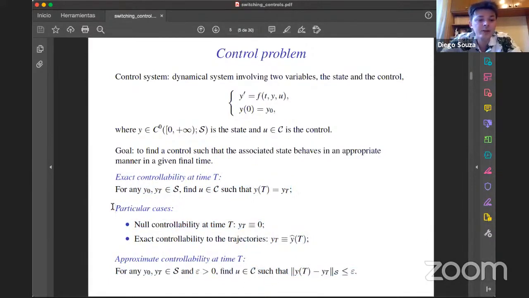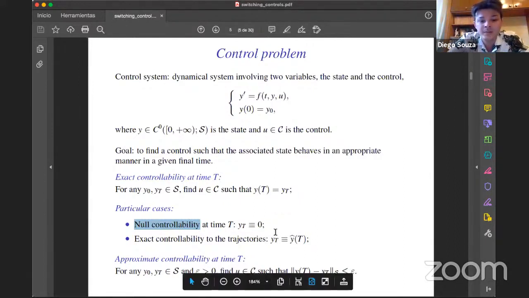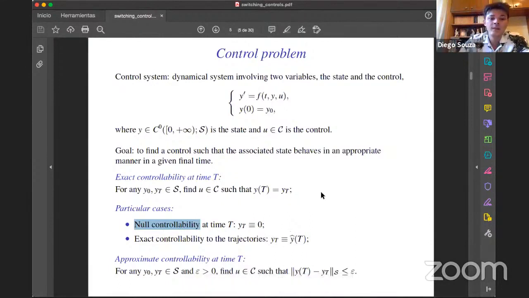You have two particular cases of exact controllability. We call null controllability at time T when your target is zero, the equilibrium. And we are talking about exact controllability to trajectories when your target yT is the final data of a particular solution of this system.